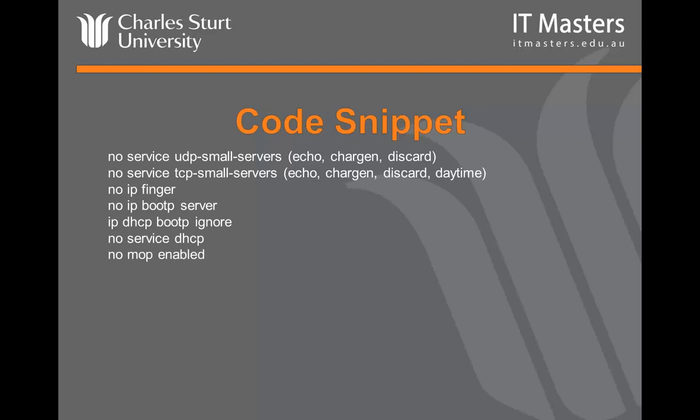No MOP enabled. I won't even go there. That's an old legacy one. No IP domain lookup. We don't want our router to be able to do any domain lookups. If you happen to grab access to a Cisco router or a switch and you don't know the IP address but want to launch an attack off that, if you use no IP domain lookup, then they can't use a DNS name. They have to know the IP address.